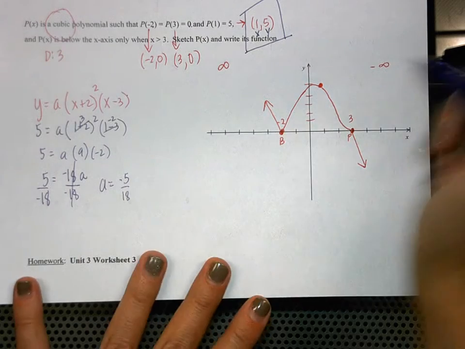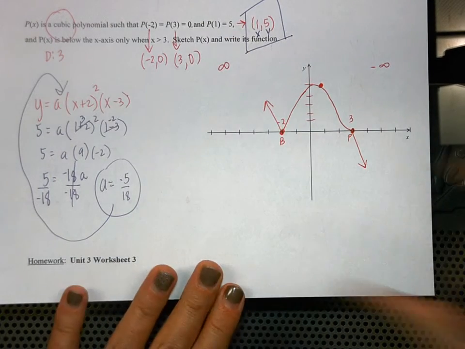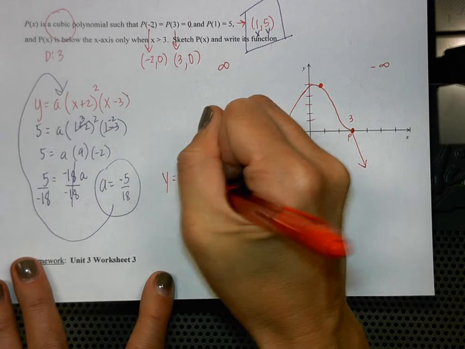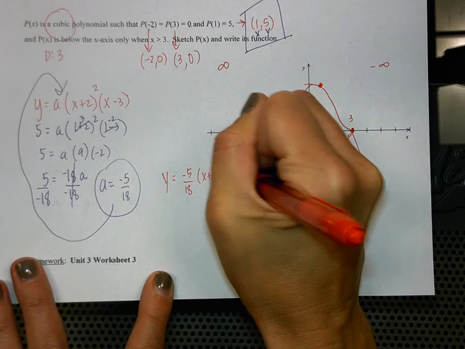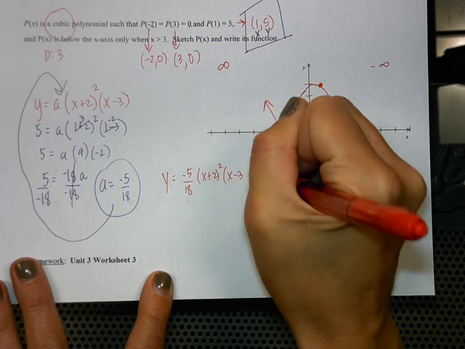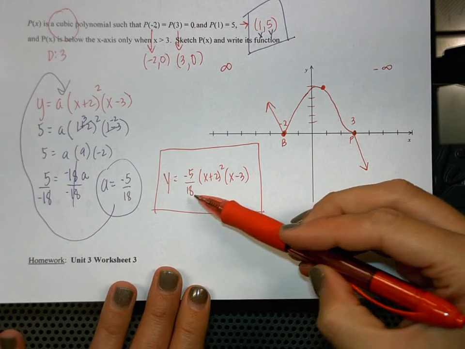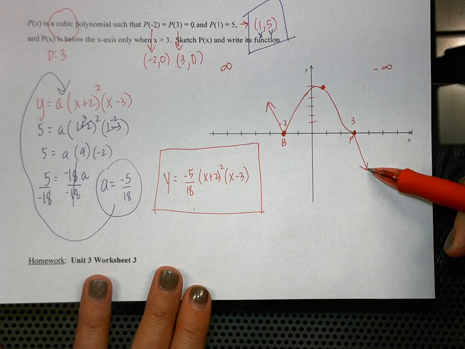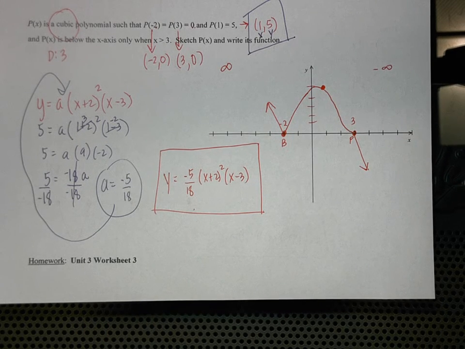So now we have this value that we can plug into this equation. And so my equation is y equals negative 5/18, x plus 2 squared, x minus 3. And getting a negative a value here confirms that it should be going down here as well. Do we have any questions? No?